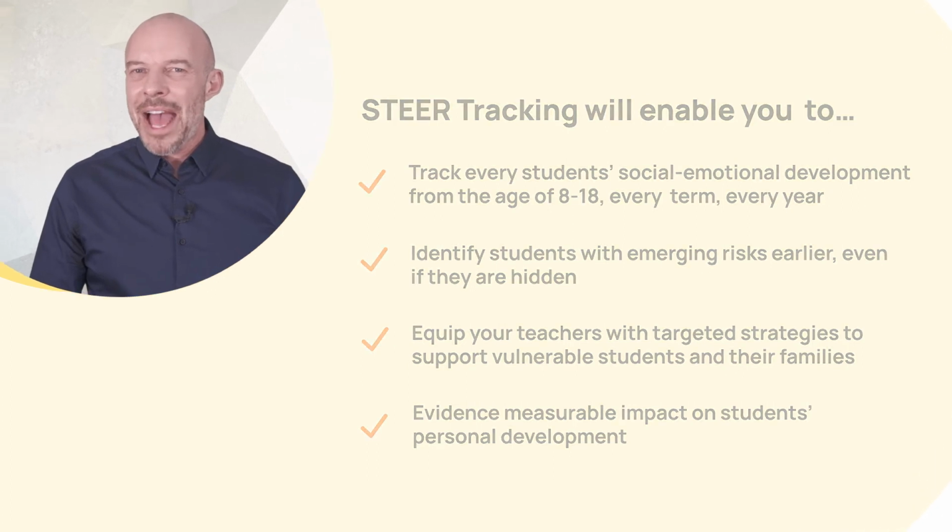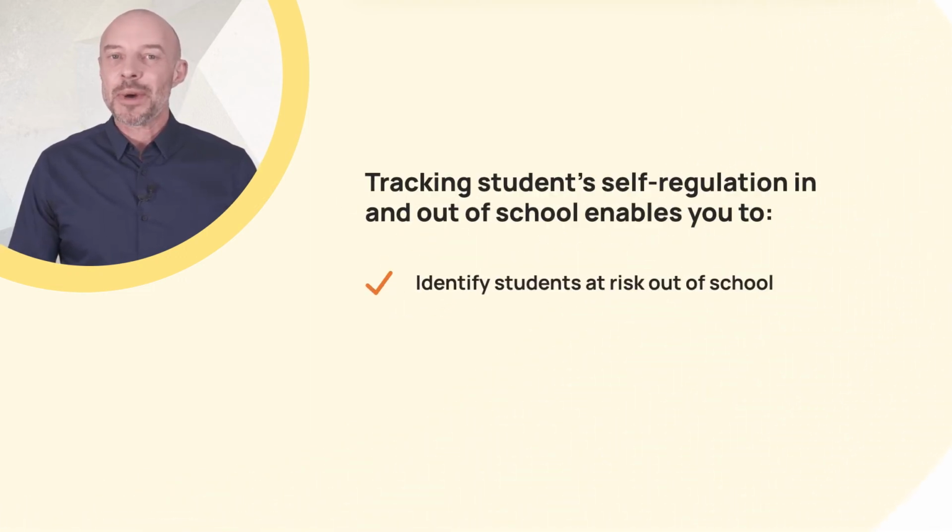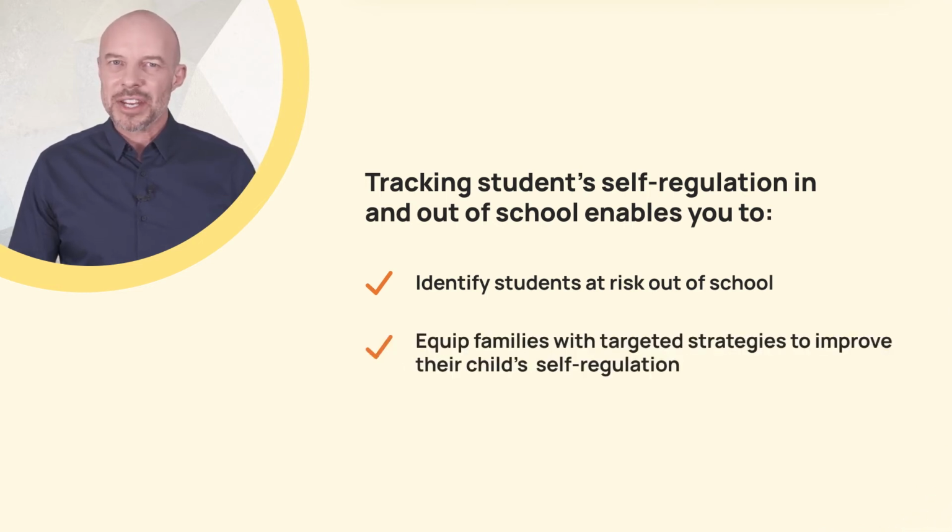Now imagine how powerful it would be if you could measure, support and improve student self-regulation not only in but outside school as well. Let me explain how STEER safeguarding enables you to do just this. Extending the STEER assessment by just 5 minutes lets you track your students' self-regulation both in and out of school. This invaluable data set enables you to identify students at risk out of school and equip families with targeted strategies to improve their child's self-regulation at home and in the community.